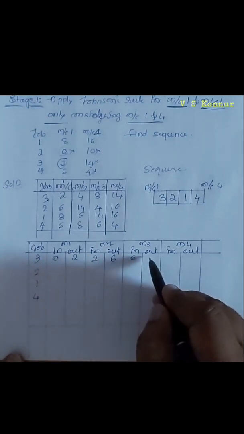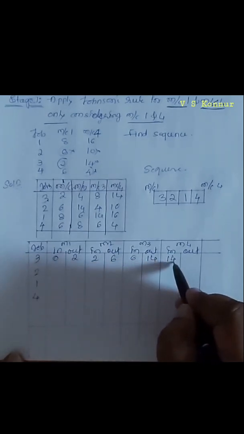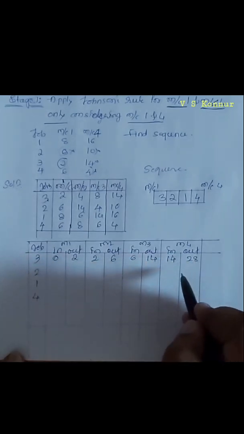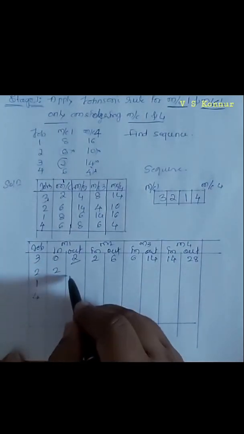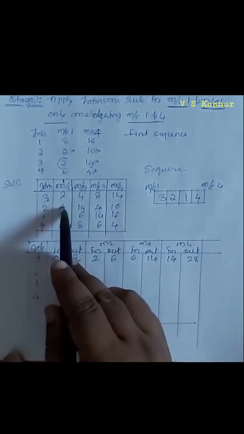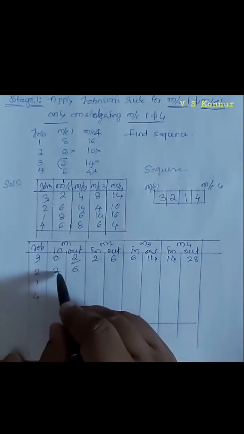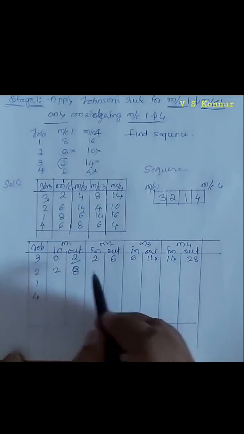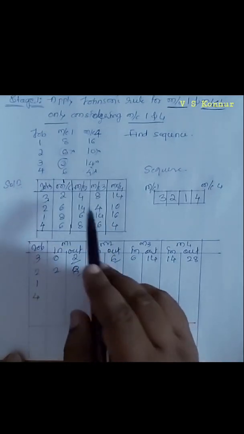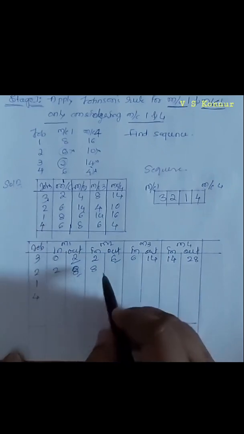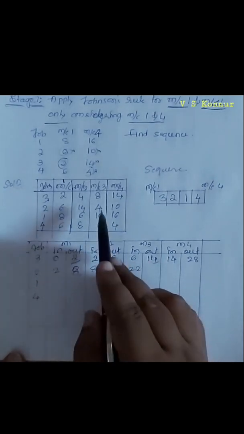At 6 it is entering machine 3. 6 plus 8, 14. Entering machine 4, it requires 14, so 28. Next, after 2 it is entering the second job into machine 1, and it requires 6 hours to complete. So 2 plus 6, 8. Then compare 6 and 8. 8 is the maximum. It requires 14 hours to complete. So 14 plus 8 is 22. Compare these two. 22 is the maximum and requires 4 hours to complete. 26. 28 is the maximum, requires 10 hours to complete. 38.